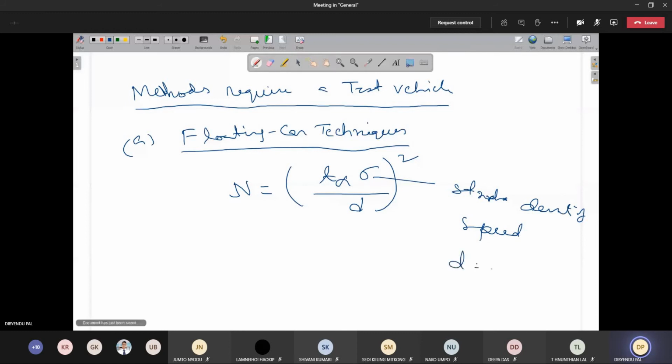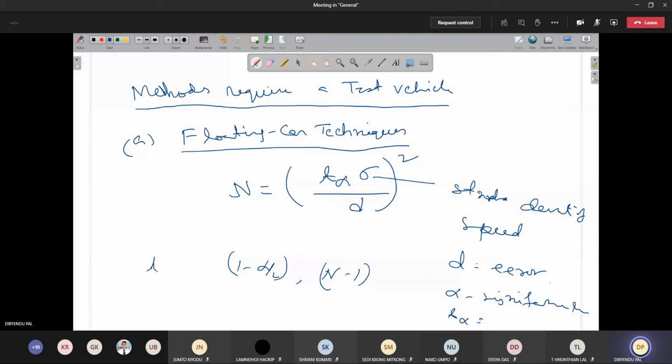d is the allowable error, and alpha is the significance level. T alpha is the value of the student's t distribution with respect to a 1 minus alpha by 2 confidence level and n minus 1 degrees of freedom. So this is the meaning of T alpha.